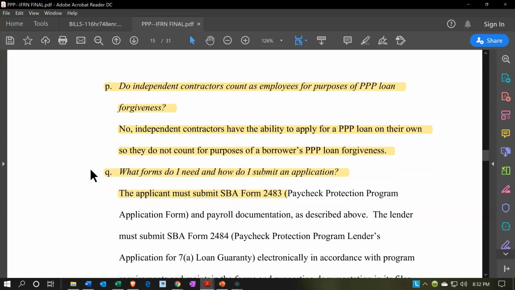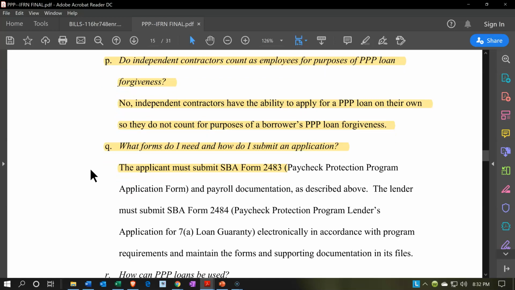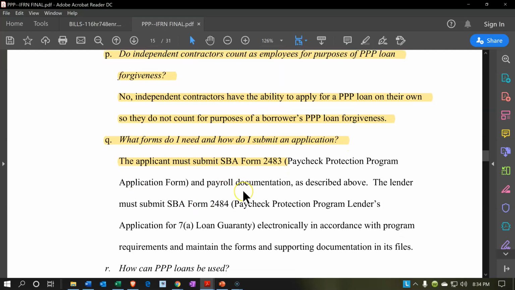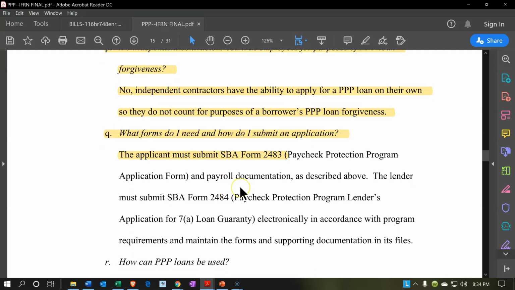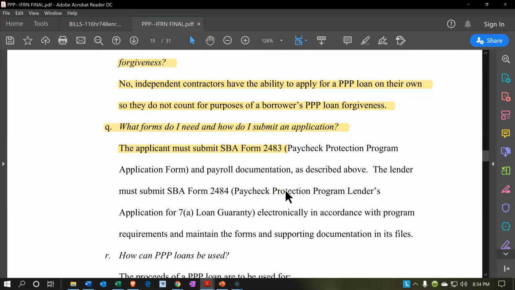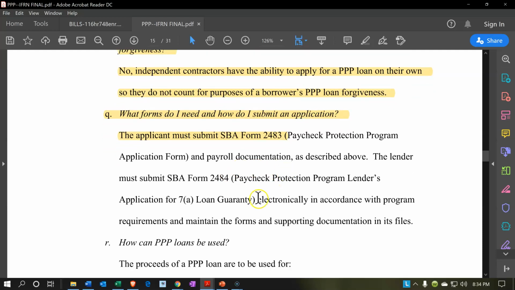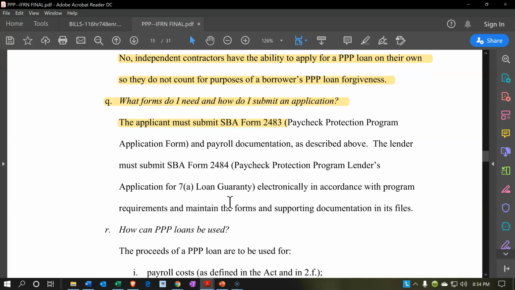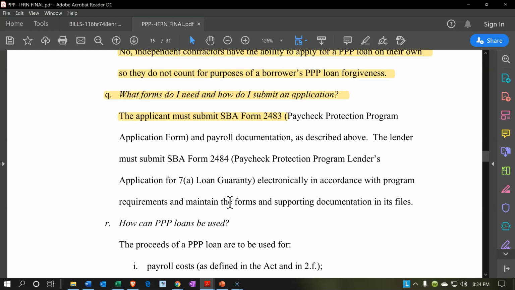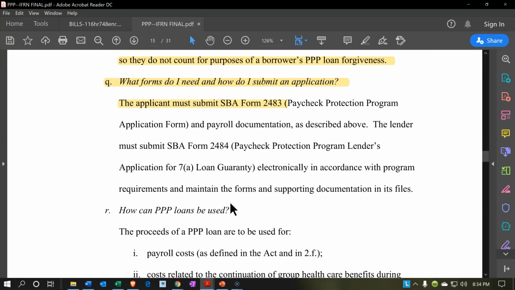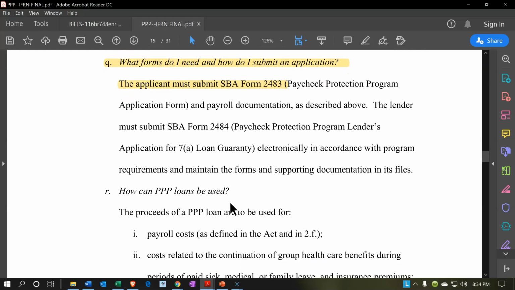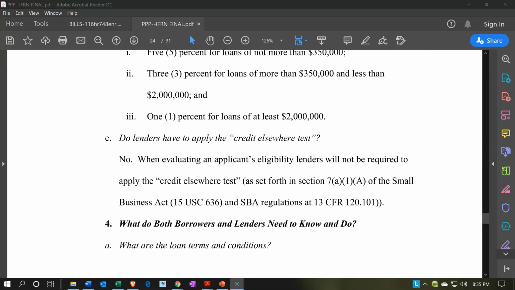Q, what forms do I need and how do I submit an application? The applications submit SBA form 2483. That's the Paycheck Protection Program application, a payroll documentation as described above. So you want the paperwork for the payroll documentation. The lender must submit SBA form 2484, Paycheck Protection Program lender's application for 7(a) loan electronically in accordance with program requirements, and maintain the forms and supporting documentation in its files.